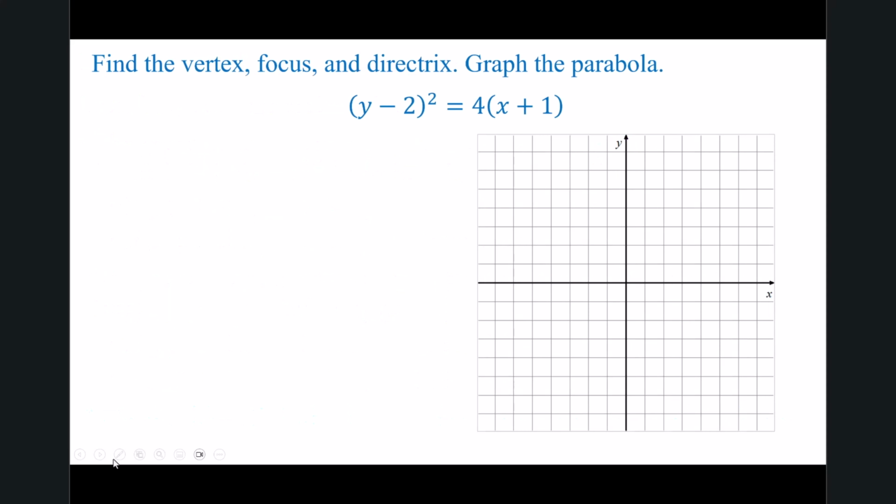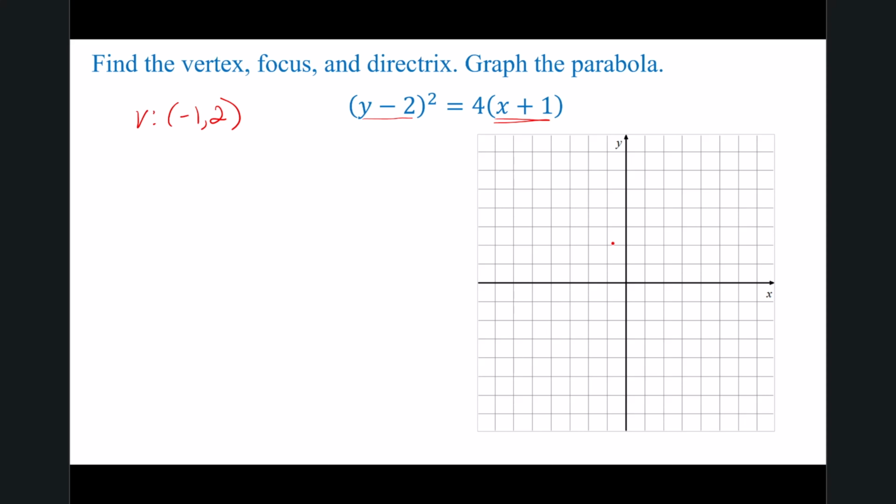For this parabola, let's find the vertex, the focus, and the directrix, and then graph the parabola. So I look at the equation. I have the y part is squared, so I know it opens right or left. I know that the vertex is the (h, k), so the one with the x is the h value, the one with the y is the k value. So my vertex, this is x minus h, so x minus a negative 1, and this is y minus k, so my vertex is (negative 1, 2).